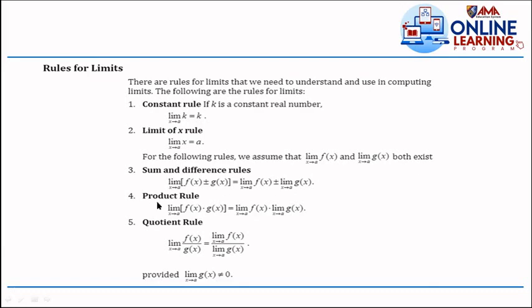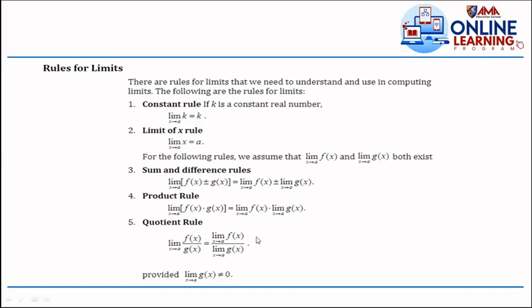Next, we have number 4, the product rule. So two functions again, and we have the multiplication operation. The limit as x approaches a of the quantity f(x) multiplied by g(x). So what we will do is distribute this one by one. So we have the limit of f(x) as x approaches a, multiplied by the limit of g(x) as x approaches a.